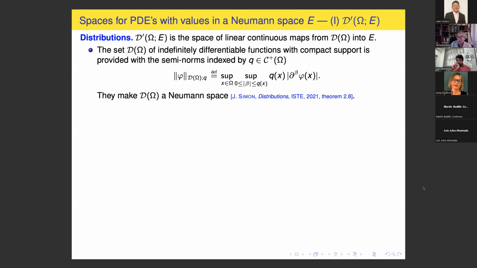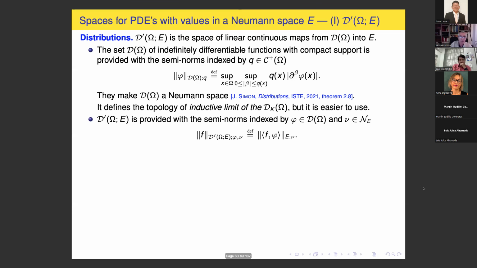They make D of omega a Neumann space, and in fact, this defines the inductive limit. So it is the same thing as Schwartz does for the space D. And D prime is provided with the seminorms indexed by phi and by nu, the seminorm on D prime indexed by phi, nu being F applied to phi in seminorm nu.